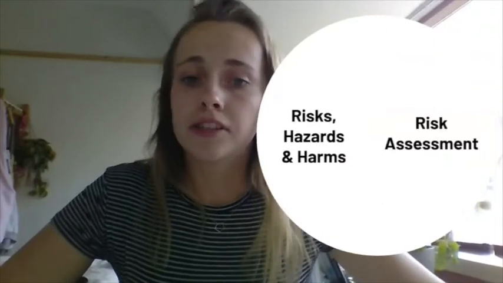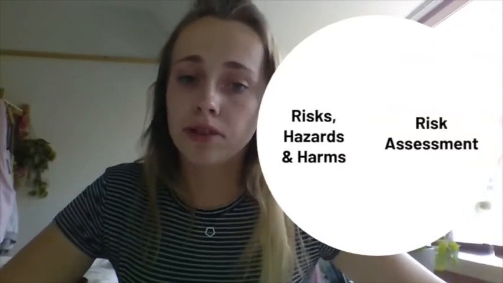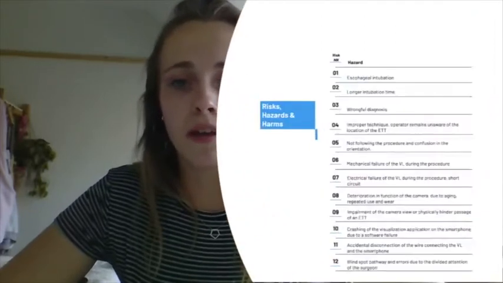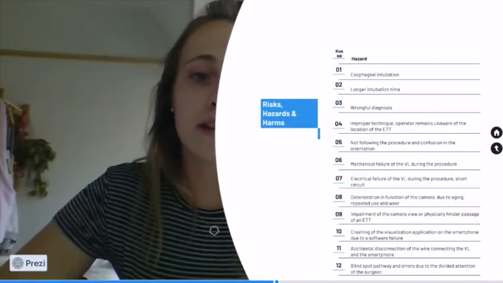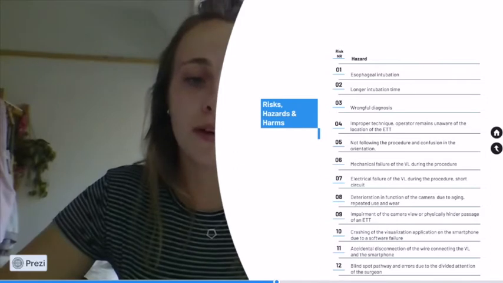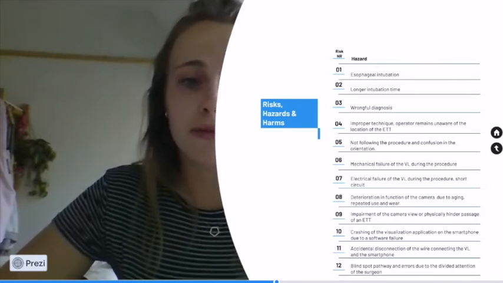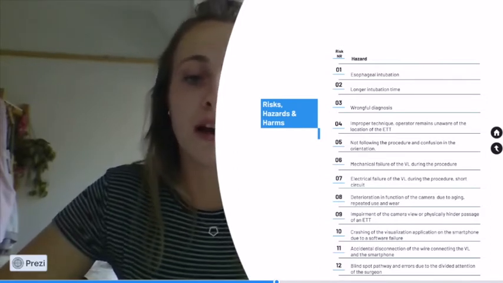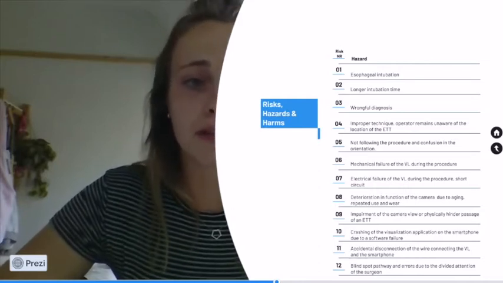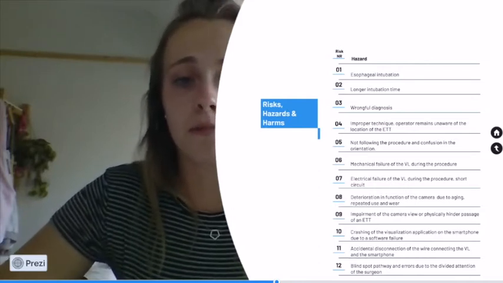I will only go into the risks and hazards, as the harms are a result of the hazards and are too detailed for this presentation now. In total, we were able to identify 12 types of risks, many of which could occur more than once throughout the process. Some risks will only come up in video laryngoscopy and not in direct laryngoscopy.